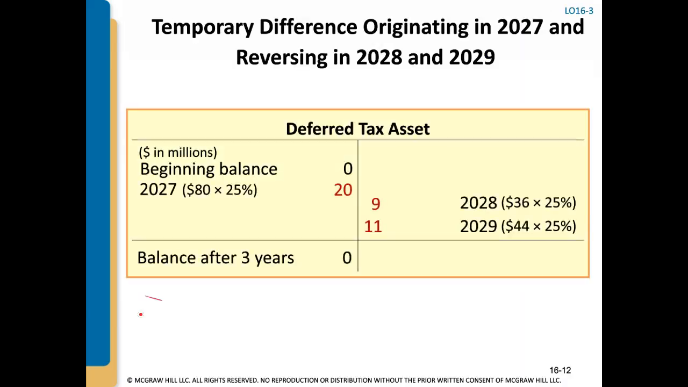This is an overview of the deferred tax asset and what happened to it from a T account perspective. We started out with 0. Then we recorded a $20 million deferred tax asset because we added back that $80 million warranty expense in 2027, knowing that we would get that deduction in the future. And we did get that deduction, so we had to reduce our deferred taxes in 2028 and 2029. After those 2 years, our balance in our deferred tax asset ended up being 0.